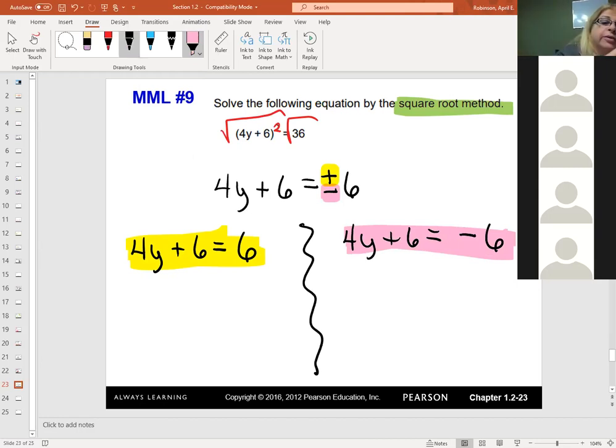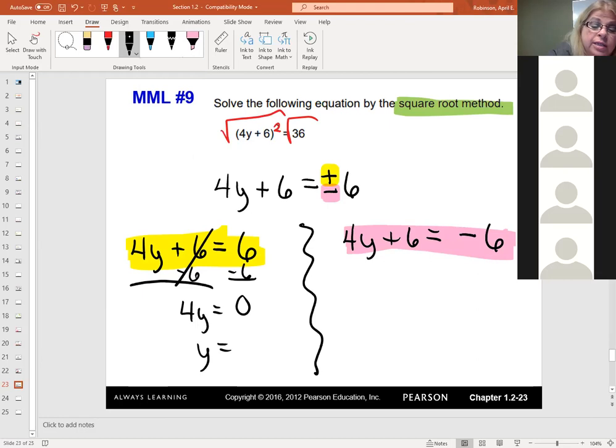And now I just have to work on my algebra skills here. I subtract 6, and it cancels. I get 4y is equal to 0. And then 4 goes into 0, 0 times. So I get y is equal to 0.